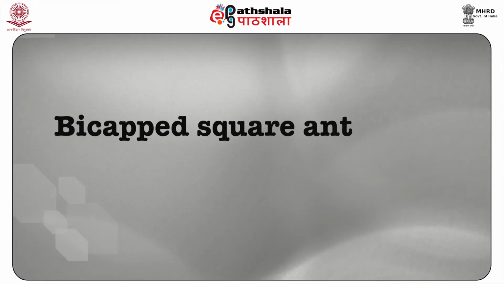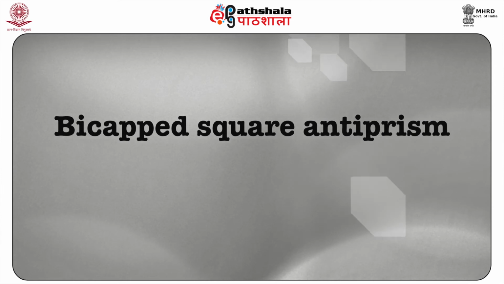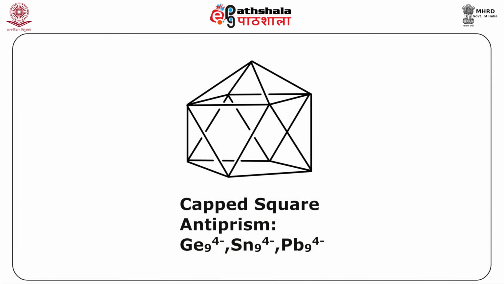Next is bicapped square antiprism. Pb10 2- has 10 into 2 plus 2, that is 22, with the formula 2n plus 2 with n equal to 10. A 10 vertex structure is a D4d polyhedron analogous to the B10H10 2-. TlSn9 3- is isoelectronic with Pb10 2- and has a similar structure.